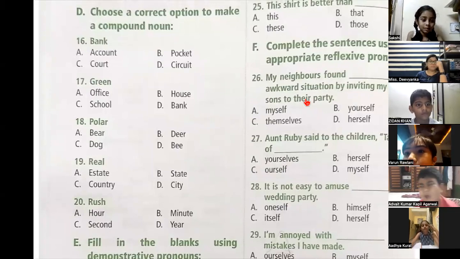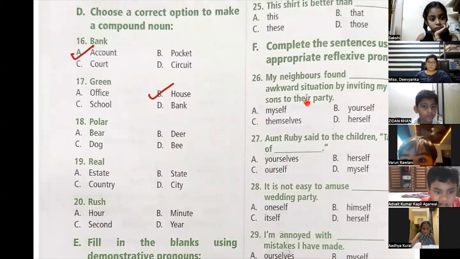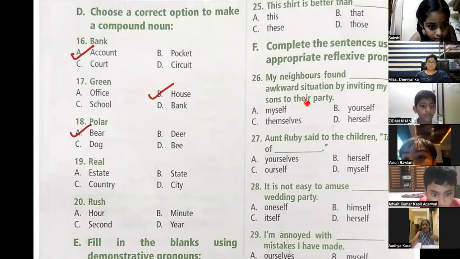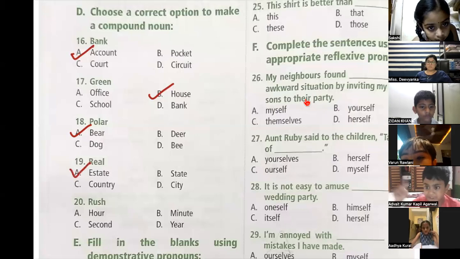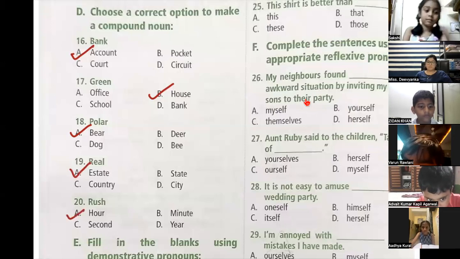Bank account, greenhouse, polar bear, real estate, and rush... no, this is rush hour.